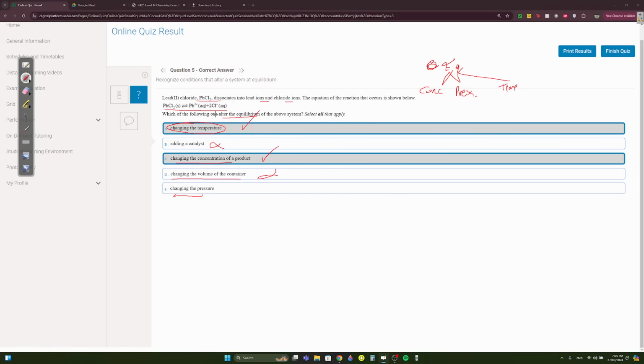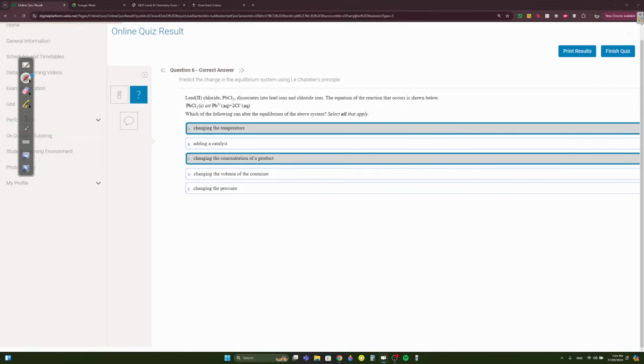Why is the pressure here wrong? Pressure is wrong because you're not working with gases. Pressure is only for gases, right? Here there are no gases. Changing the volume of a container is also wrong, because we know that to increase pressure you have to decrease volume. A decrease in volume will cause an increase in pressure. In this case, if you change the volume, it won't affect the equilibrium, because the only time pressure will change is if you have gases. Since we don't have gases, these two are wrong, I think.